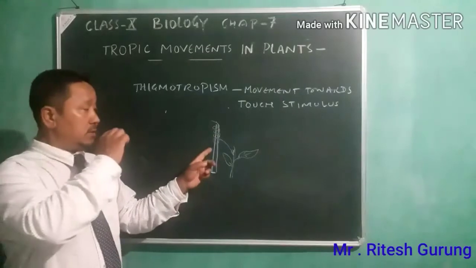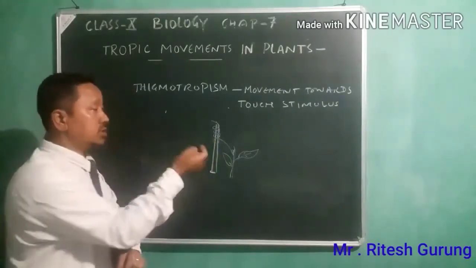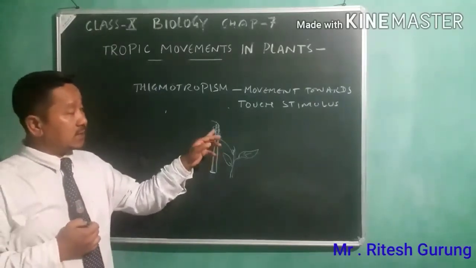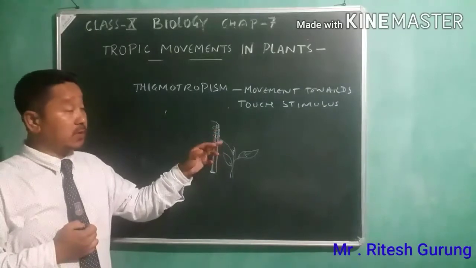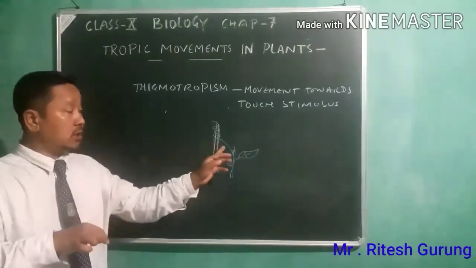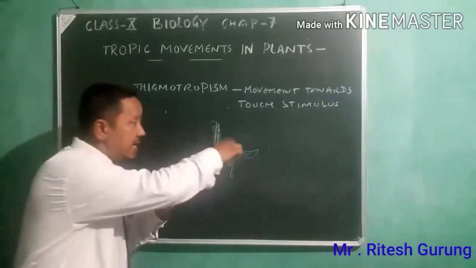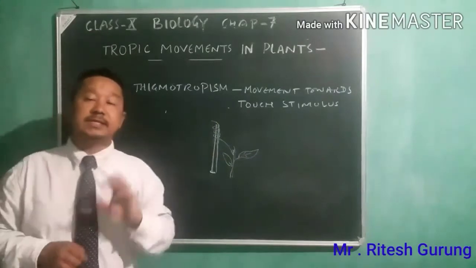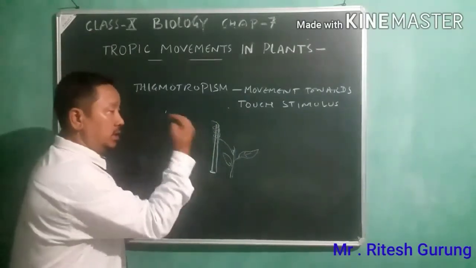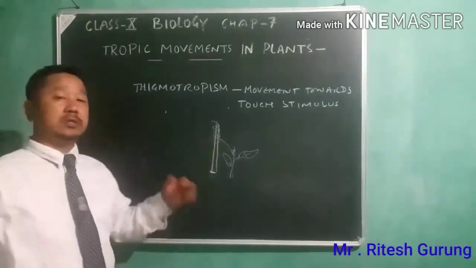Thus the tendril goes around this plant or support. Once it touches the support or other plant with its tip, that stimulus goes to the basal region of this tendril, and the entire tendril becomes very sensitive. Then it twines around this support or the other plant.